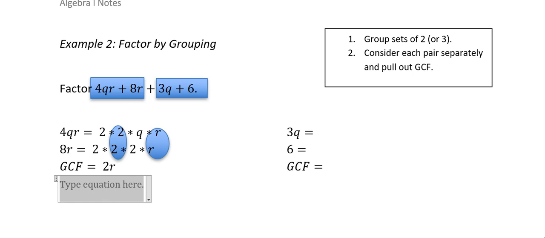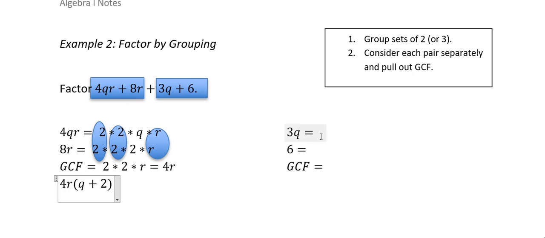So you might have been trying to yell at me through the screen and say, Mrs. Bruce, I need to circle another set of 2's. Here we go. So we have 2 sets of 2's. So it's 2 times 2 times R, or 4R. So let's start that again. So now that I've circled the right things, 4R, the 4QR only leaves a Q, and the 8R only has a 2 left over. So that's the first part of our equation.